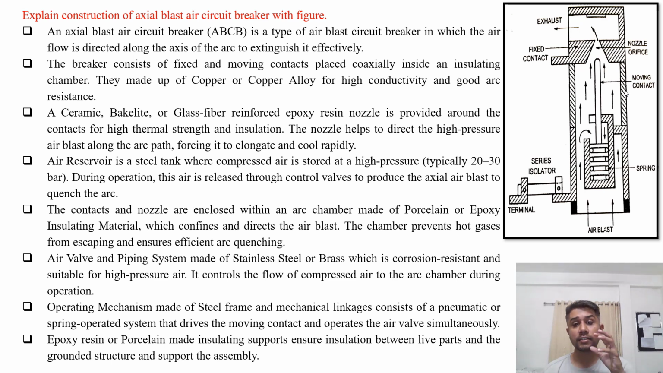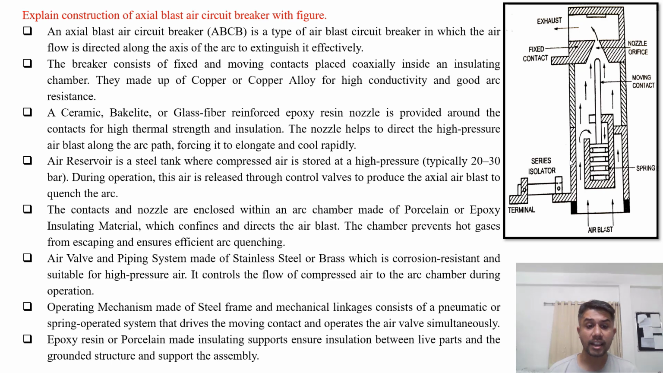And this arc chamber is made up of porous material. Quenching takes place here in this arc chamber. Now, air valve and piping system made up of stainless steel or glass, which is corrosion resistant and suitable for high pressurized air, is part of this type of breaker. It controls the flow of compressed air to the arc chamber during the operation or the quenching mechanism.